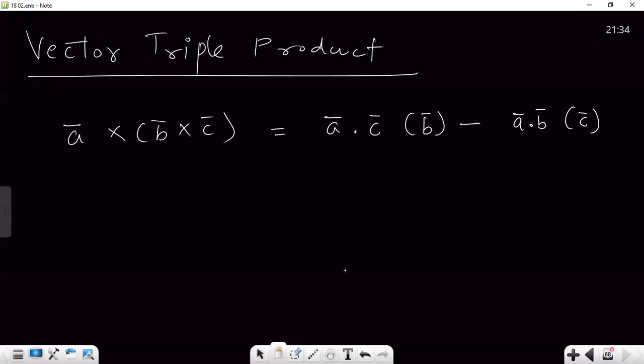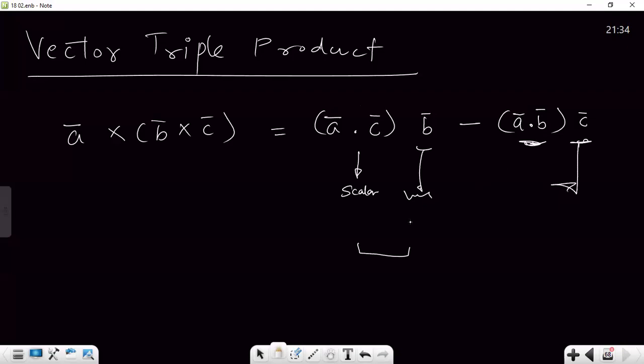So I should write brackets with this: A dot C, A dot B. See, this is a scalar. This is a vector. So this whole will become a vector. This is scalar, this is vector, whole becomes vector; vector minus vector, whole becomes vector.